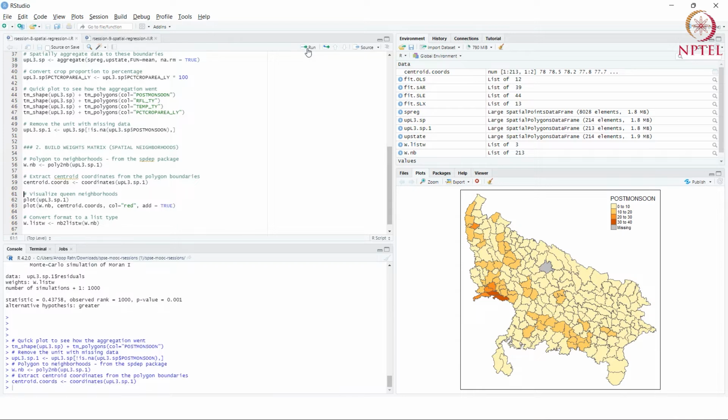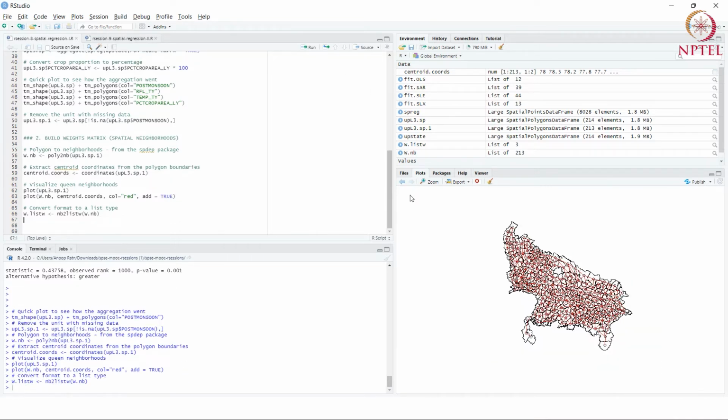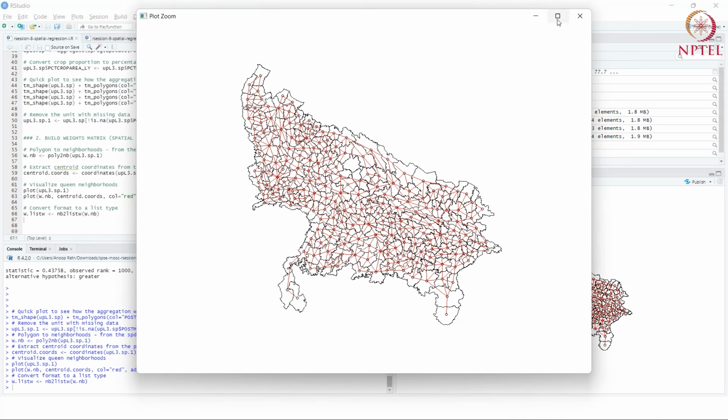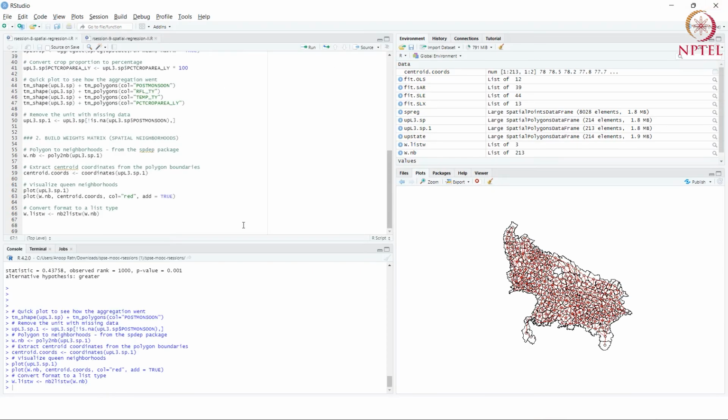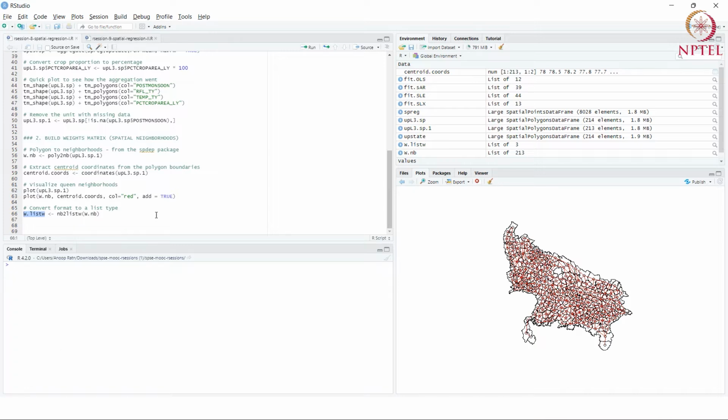And then we built our weights matrix, and we visualized the weights matrix as follows. Please see that now for this district where data was missing, this is not part of the weights matrix. It's not, because we've taken it out of the regression completely. So if this is clear, now that we have our spatial data, we have our weights matrix. Our weights matrix is contained in this variable called w.listw. We can start to run our regression models.